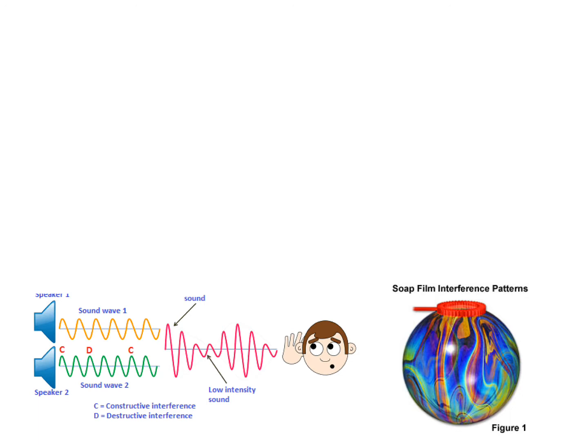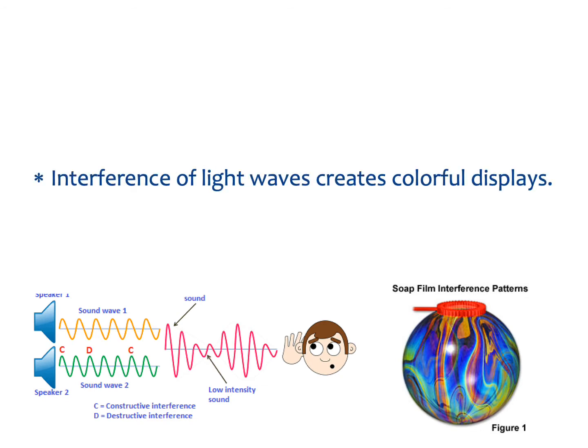We learned about interference, and we know that interference is a combination between two waves that produce a new wave. It can be constructive or destructive interference. Examples: interference of light waves creates colorful displays. When you are playing with bubbles made with soap, the soap film interferes with the light waves and you can see rainbow colors on the bubble.